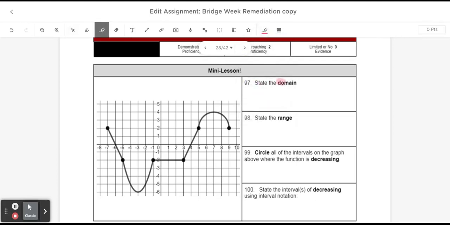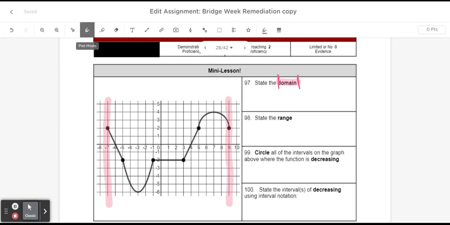The domain is telling you the farthest to the left and the farthest to the right that the graph goes. So you have to imagine if you're putting walls around the whole thing, what is the farthest it would go to the left and what is the farthest it would go to the right? In this case, the farthest that this graph goes to the left would be right here, and the farthest that this graph goes to the right would be right here.